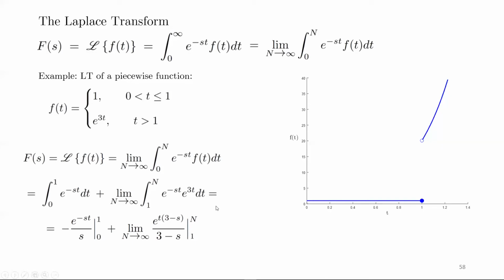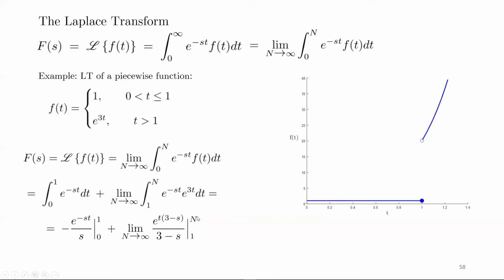Again, assuming that s is greater than 3, this exponential term will go to 0 as n goes to infinity. If I substitute n for t here and take the limit as n goes to infinity, this is going to be 0 as long as s is greater than 3. Otherwise this thing is going to diverge and there's no Laplace transform. So here s has to be greater than 3. If I substitute in 1 here, I'm going to get e to the 1 times 3 minus s over 3 minus s.